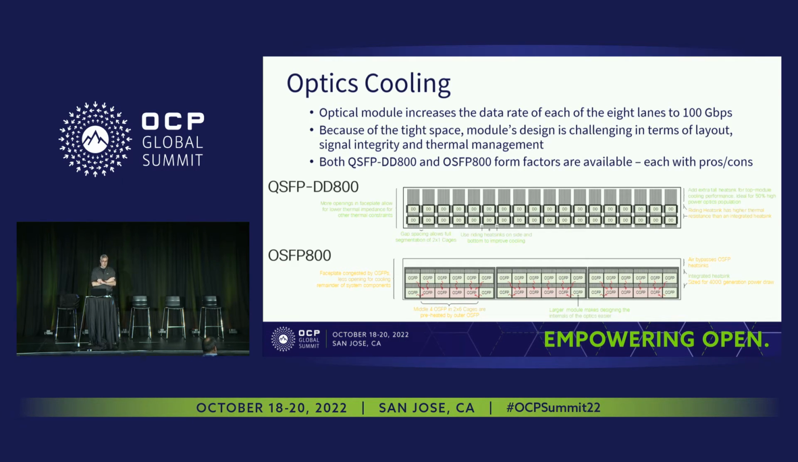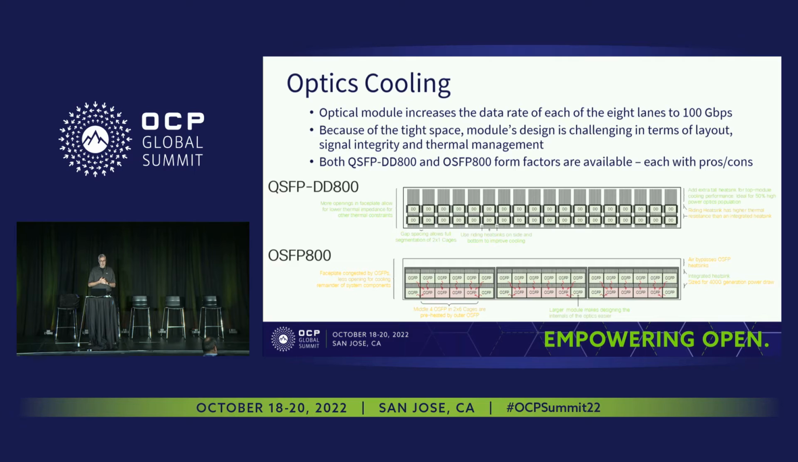So let's move to the optics cooling portion. As we mentioned earlier, the optics modules increase the data rate of the 8-lane interfaces on both the OSFP and QSFP-DD form factors from 53.125 gig to 106.25 gig. So that obviously increases the power consumption. And because of the tight space defined by the form factor that existed quite some time ago, the module design is a little bit challenging on the inside.